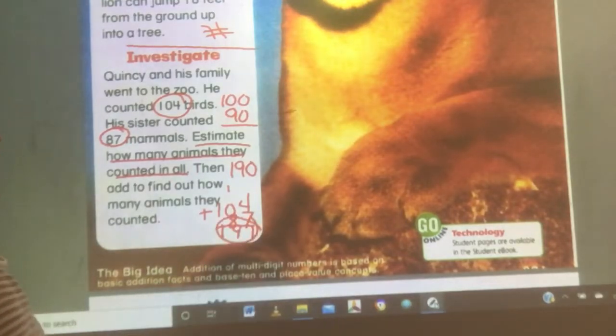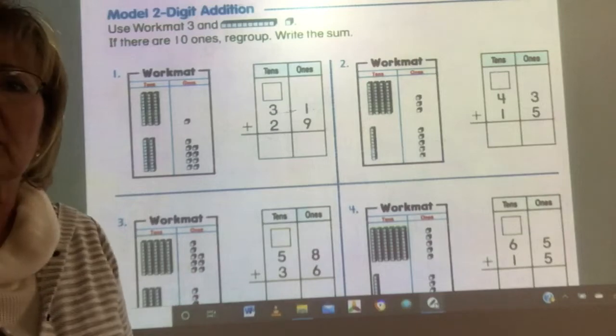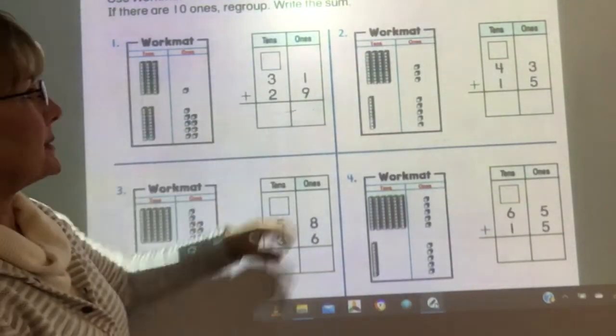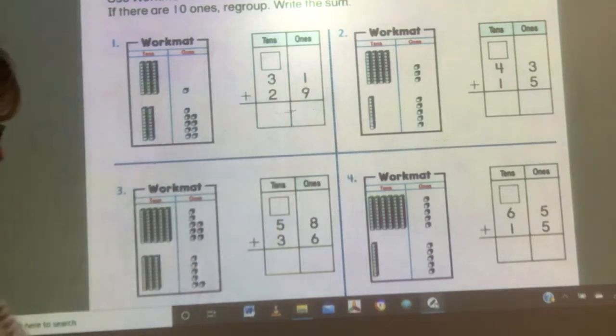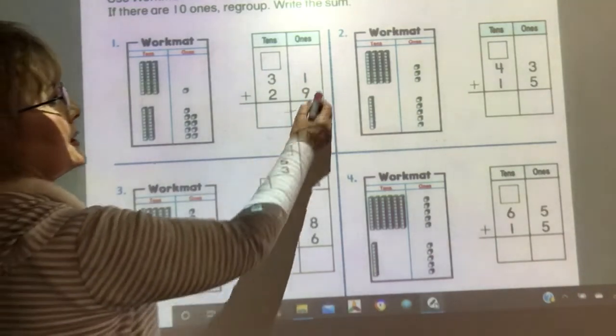197. Not too bad. Okay, so go to the Show What You Know. You are going to show what you know. Tricky. And you don't have to worry a whole lot about that. You know what to do here. This is going back to two-digit numbers.